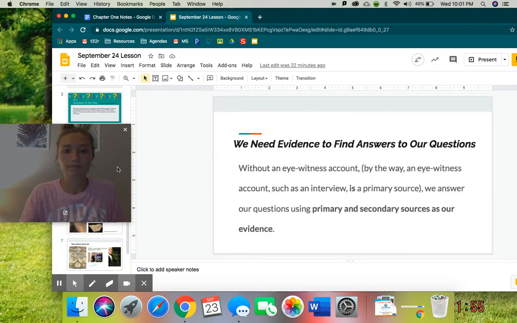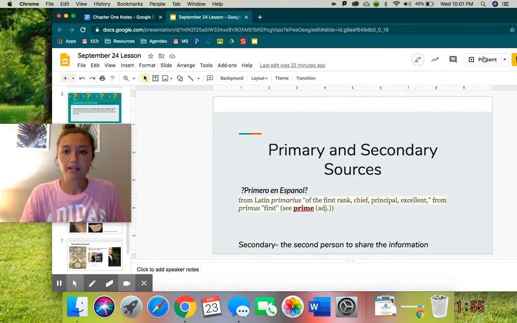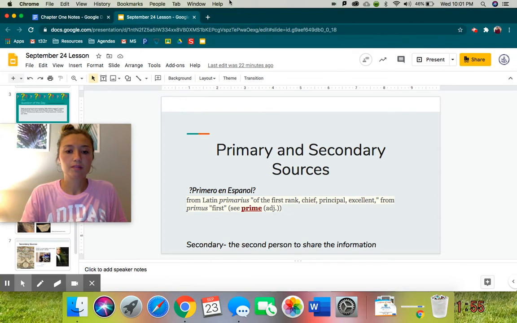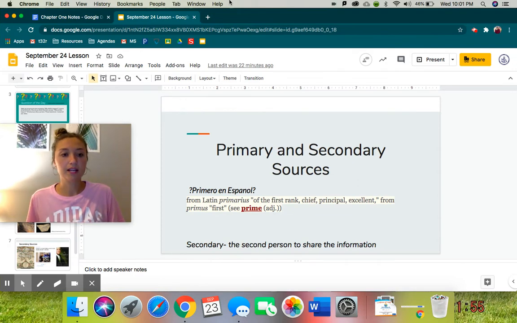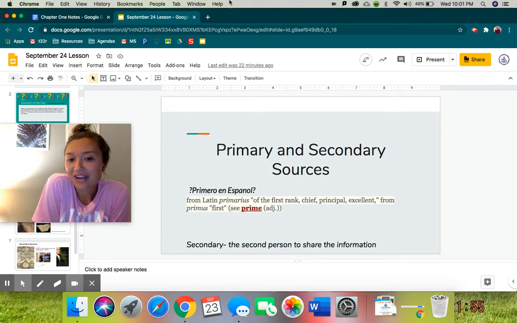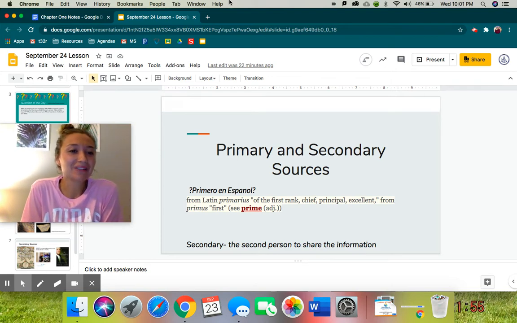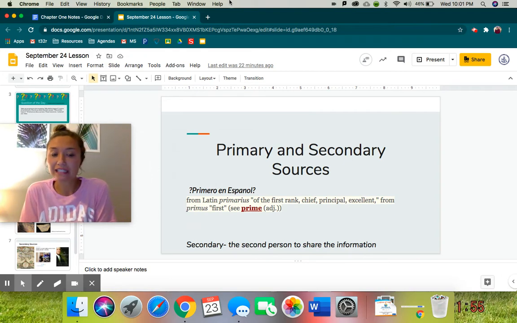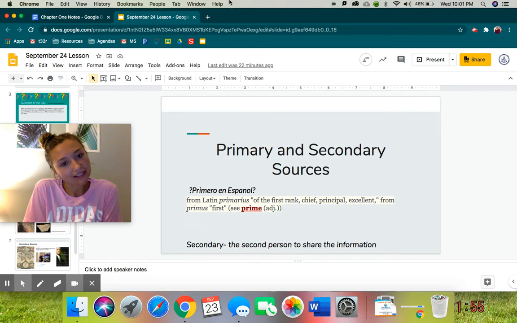So let's look at primary and secondary sources, okay? So here we are with our primary and secondary sources. I just want to talk about the word primary first, all right? So primero en español. Does anyone know what that means? I don't even know if that's correct exactly, but I do remember from my Spanish in high school that primero means first in Spanish. Interesting.